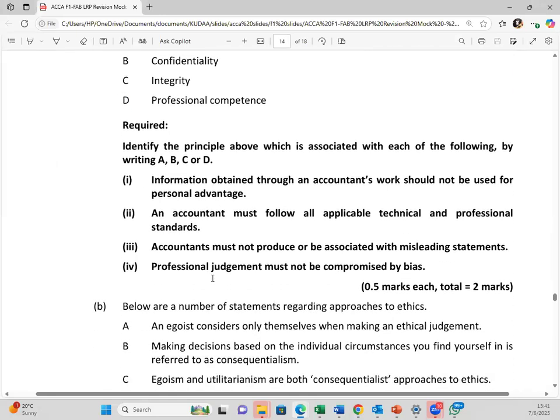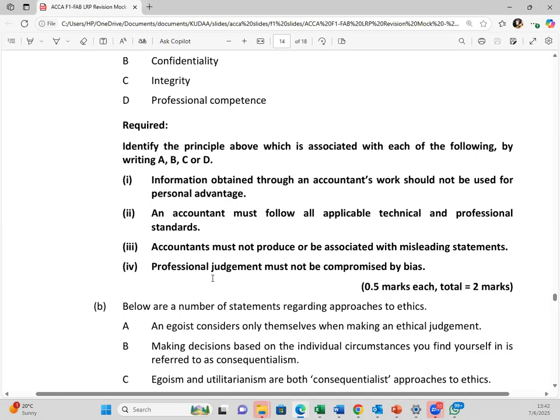With that in mind, let's apply it to the cases 1 to 4. So which principle is associated with the mentioned? Number 1, which one is it? Yes, number 1, that's confidentiality. Information obtained through an accountant's work should not be used for personal advantage. You should keep that information a secret. So releasing that information means you are breaching confidentiality.